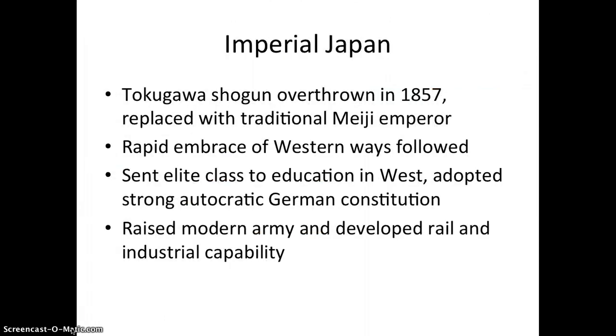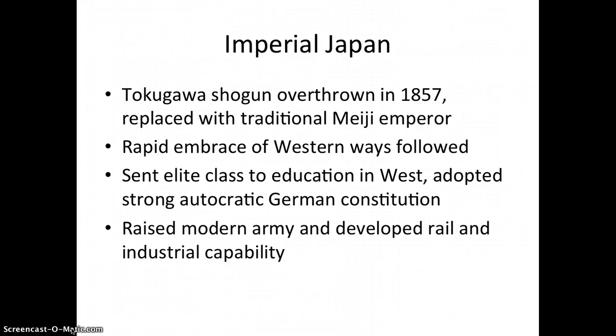Japan, what's happening in Japan after that forced opening? The Tokugawa shogun were overthrown in 1857 and replaced with their traditional Meiji emperor. So they overthrow the government in 1857, and this begins a rapid embrace of Western ways. They send their elite class young men out to get educated in colleges and universities in the West. They adopt the strong autocratic German constitution that Otto von Bismarck is running in Germany. Why? Because it's closest to their emperor ruling over the people type society that they've had, even if the shogun were in charge for a while.